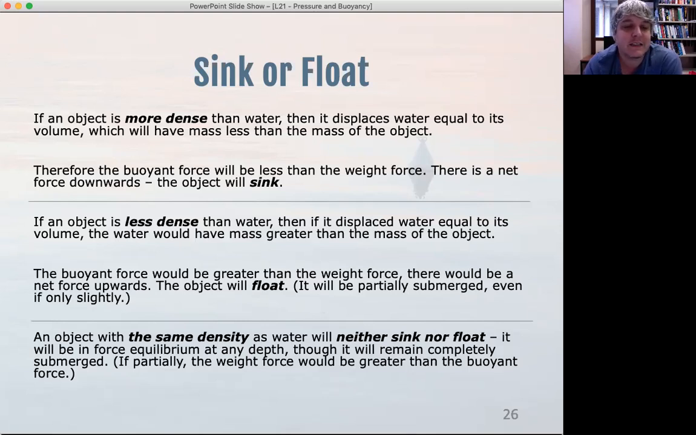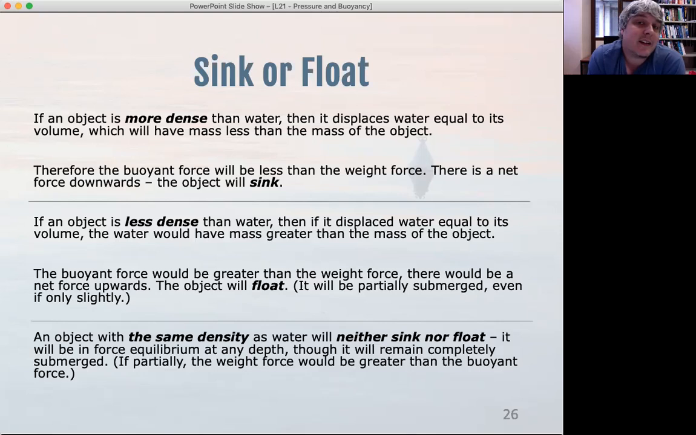If the object is less dense than water, then if it displaced water equal to its whole volume, the water would have bigger mass than the object and it would experience a net force upwards. So that's when it would accelerate upwards and it would float. In reality, it will find that partially submerged position where the buoyancy force and the weight force are equal.